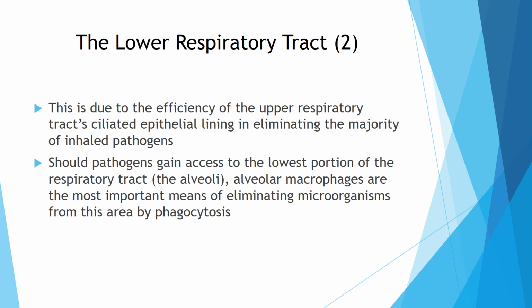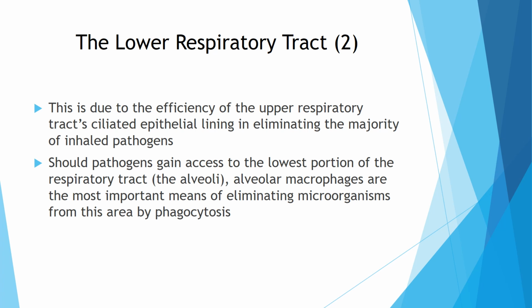So this is due to the efficiency of the upper respiratory tract ciliated epithelial lining in eliminating the majority of inhaled pathogens. So it is the upper respiratory tract defenses that are going to do the majority of the work. However, should pathogens gain access to the lower portion of the respiratory tract where the alveoli live, alveolar macrophages are the most important means of limiting microorganisms from this area by phagocytosis.